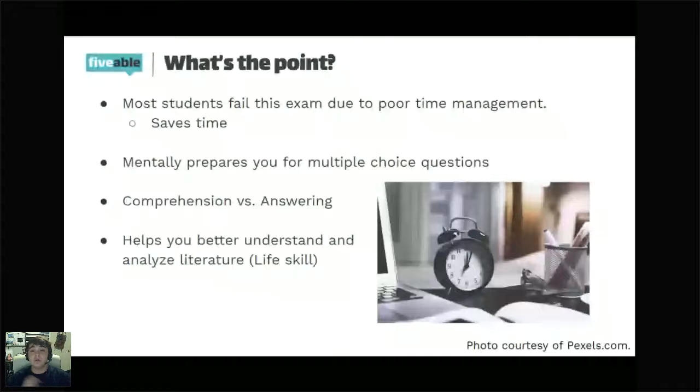Make sure that you're always working, and don't spend too much time on a particular passage. Reading with the analytical mind is about drawing your conclusions early so you can revisit them later. It mentally prepares you for multiple choice questions. So even though this is more about rhetorical analysis, when you read with an analytical mind, you can almost guess what the questions are going to be about.